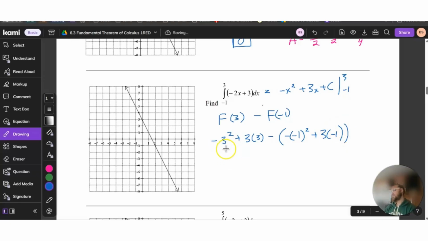Negative 3 squared, negative 9. Plus 9, 0. Uh-oh. And then negative 1 minus 3 is negative 4, minus negative 4 plus 4. All right, I'll do it in more steps for you. Minus negative 1 minus 3, minus negative 4, plus 4. Does that make sense now?